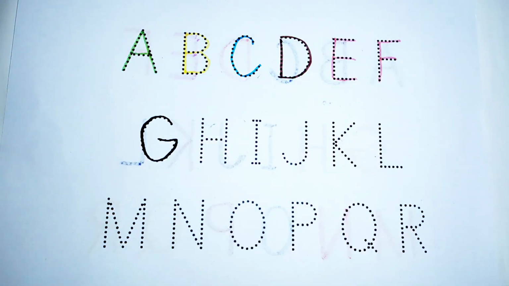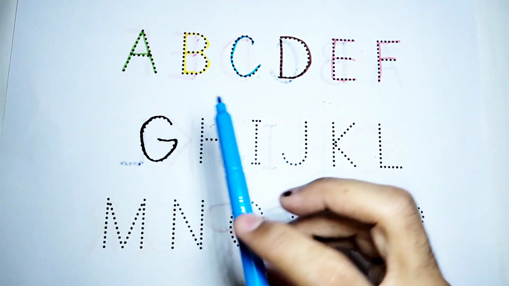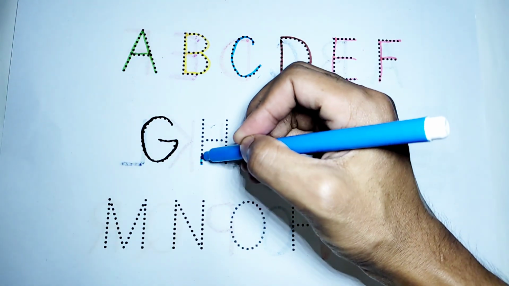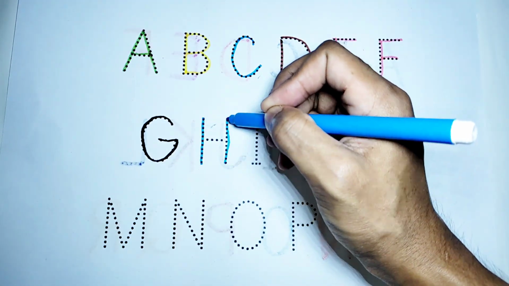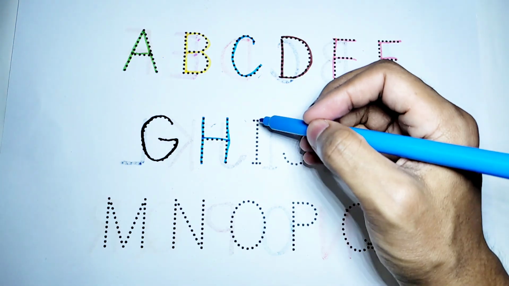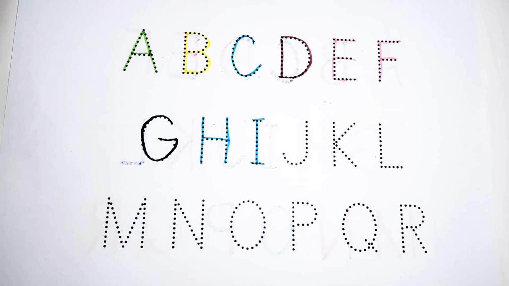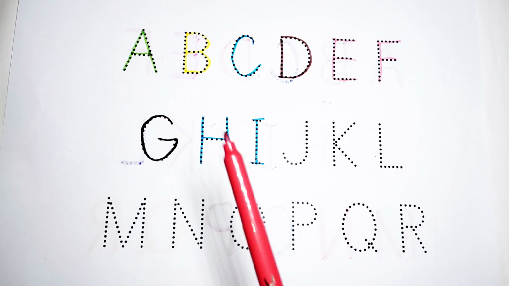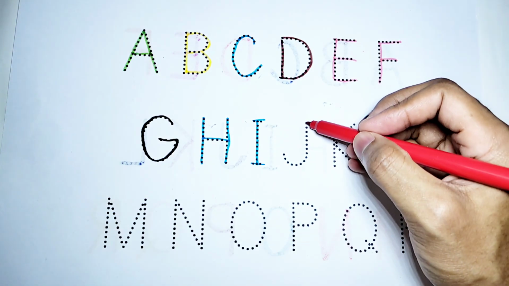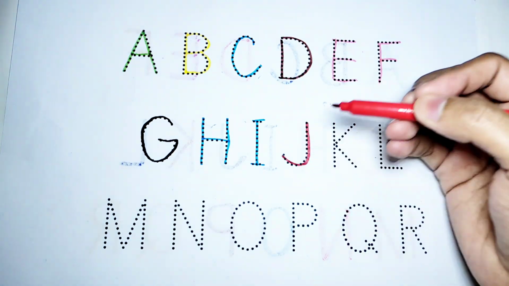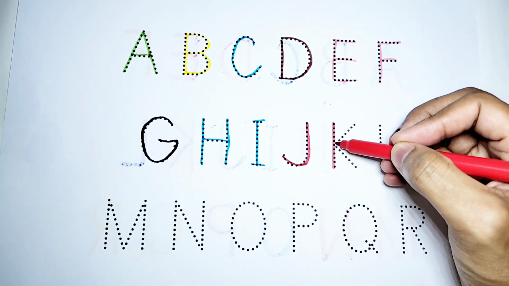G for God. Now we are using the color of sky blue and draw the alphabet of H. H for hand. And the next one is I. I for eyes. I for ice cream. Kids, the next one is J. Now we are using the color of red. The alphabet of J. J for jackfruit.